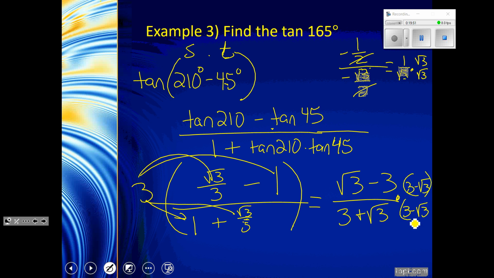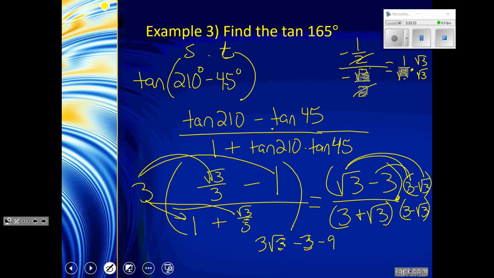So I'm going to FOIL each of these pieces together. Okay? So, square root of 3 times 3, 3 square root of 3. I'm going to run out of room here. Square root of 3 times negative square root of 3. What's square root of 3 times square root of 3? 3. And it's a negative 3, right? Because it's a positive times a negative. Okay, so minus 3. All right, then negative 3 times 3?